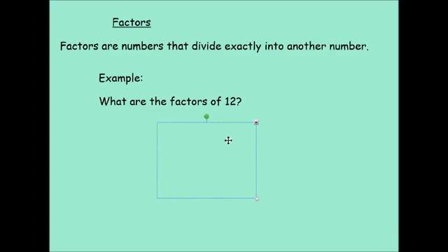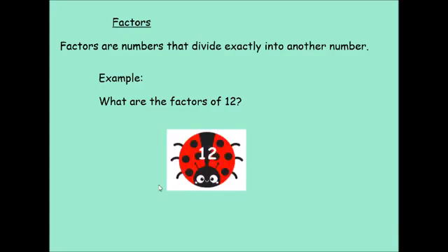I'm going to use a little ladybird to help me lay out the factors of 12. So here's my ladybird. It's got a 12 on it, and I'm thinking of all the numbers that I can times together to give me 12. So straight away, I remember that 1 times 12 gives me 12. They are both factors of 12.